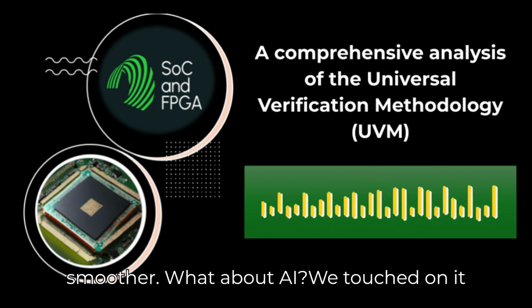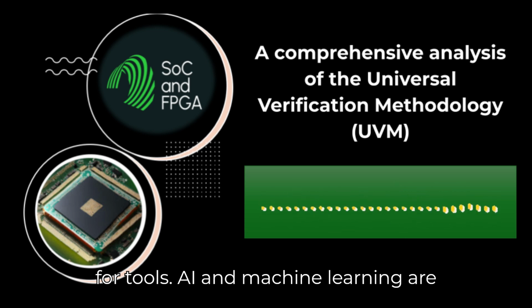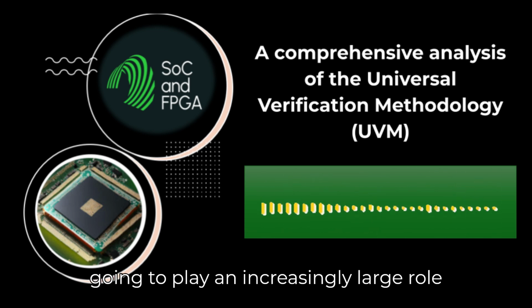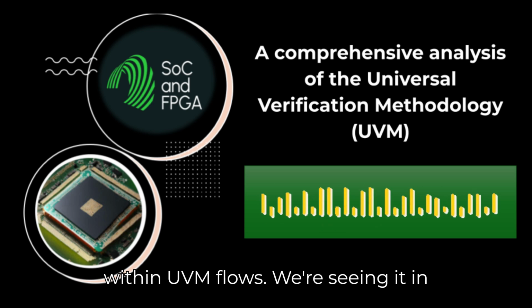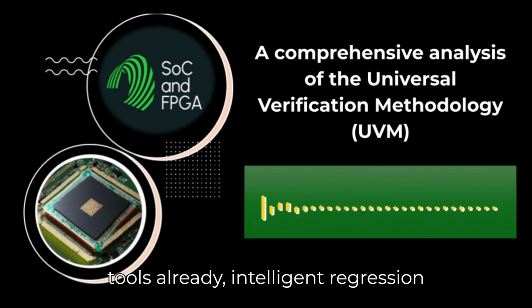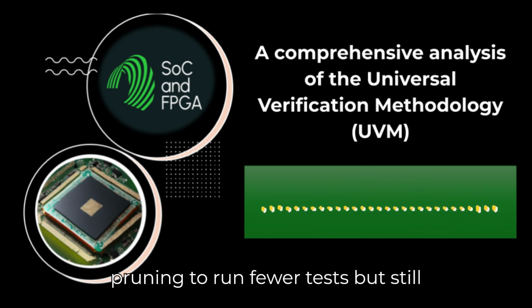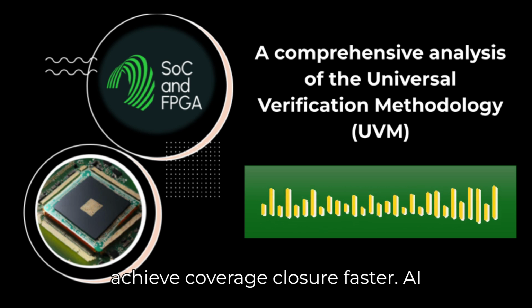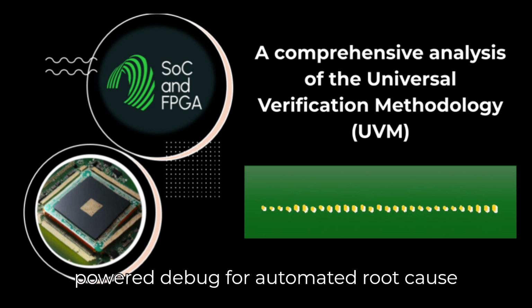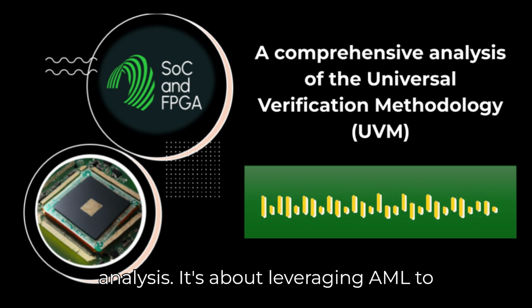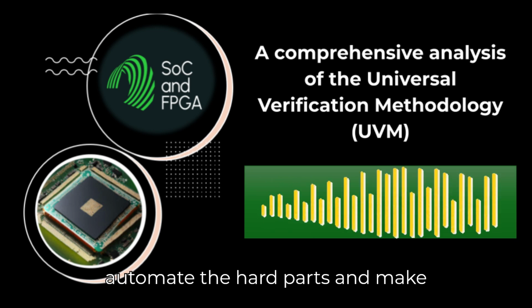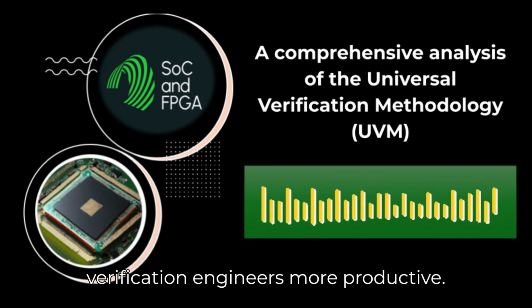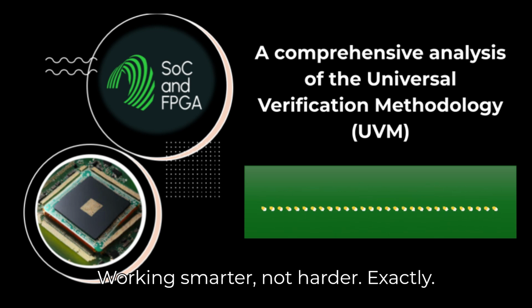What about AI? We touched on it for tools. AI and machine learning are going to play an increasingly large role within UVM flows. We're seeing it in tools already, intelligent regression pruning, to run fewer tests but still achieve coverage closure faster, AI-powered debug for automated root cause analysis. It's about leveraging AI/ML to automate the hard parts and make verification engineers more productive. Working smarter, not harder. Exactly.